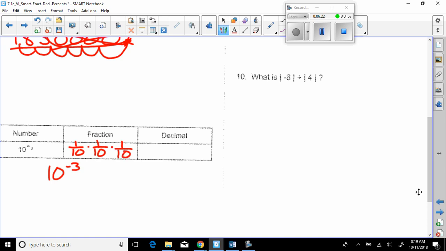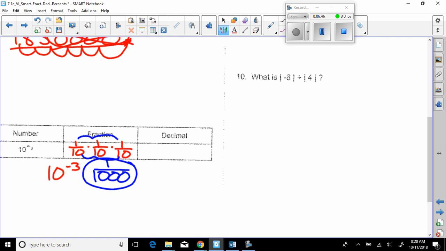And then when you multiply all that together, 1 times 1 times 1, because when you multiply fractions, you multiply straight across. So 1 times 1 times 1 is 1. And then 10 times 10 times 10 is 1,000. You have 1 times 1 times 1 is 1, and then you add 3 zeros. So this is basically what your answer is.